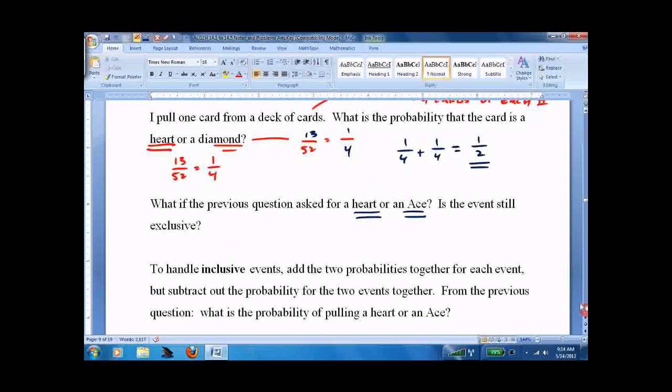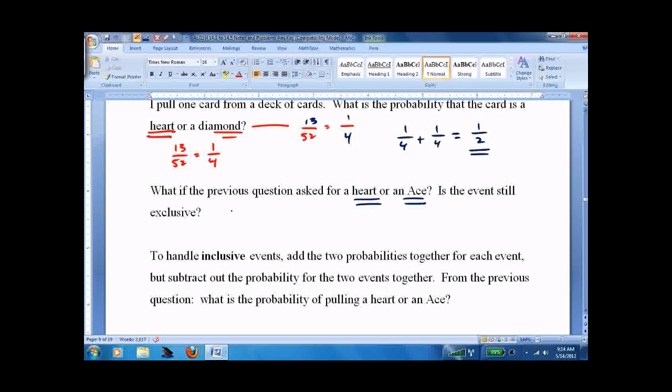Now what about a heart or an ace? Actually, I just did that math, so I'm going to just do it again. 1/4 plus 1/13, but what about the ace of hearts? My impromptu art. Should have written it in red. We got to subtract that one out. There's 1 out of a 52 chance you end up with the ace of hearts.